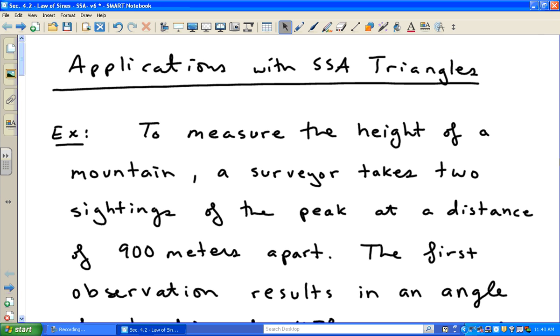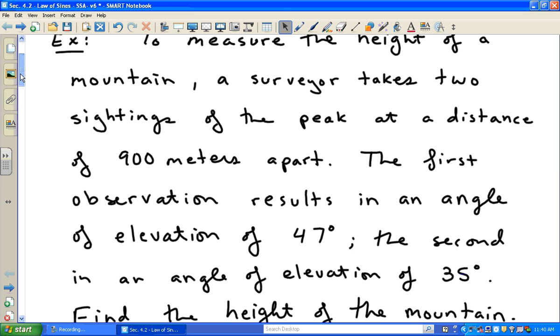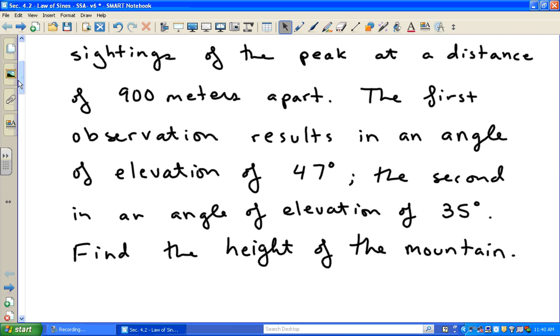I'd like to now look at an application problem of a side-side-angle triangle. In this example, it says that to measure the height of a mountain, a surveyor takes two sightings of the peak at a distance of 900 meters apart. The first observation results in an angle of elevation of 47 degrees. The second, an angle of elevation of 35 degrees. Find the height of the mountain.